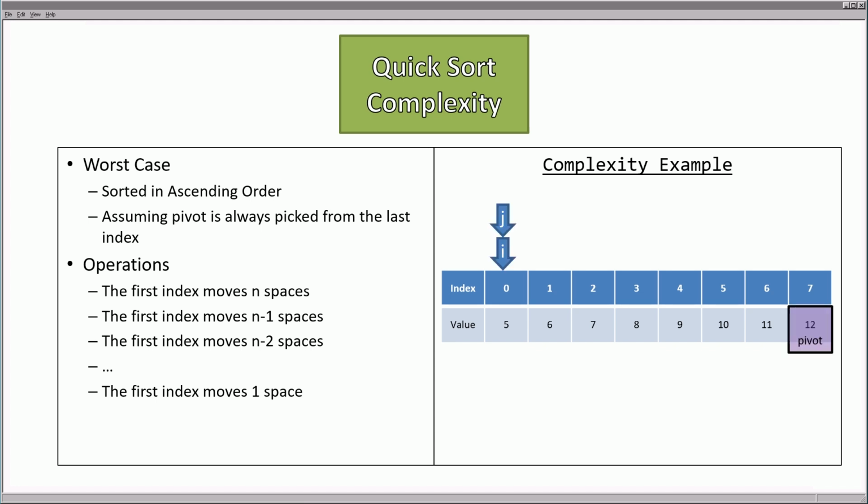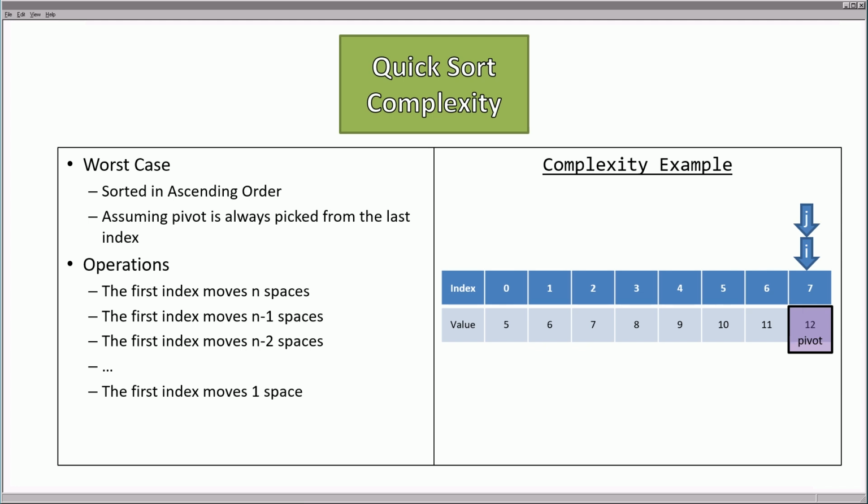If we start here with our I and j, and our pivot is our last value, what we do is whenever we find a value that's smaller than the pivot, we swap those values at I and j, and then increase I, and then increase j. Well, 5 is less than 12, we swap that, and it remains the same, move it forward. 6 is less than 12, move it forward. Move it forward, move it forward, move it forward, move it forward. Now we're here.